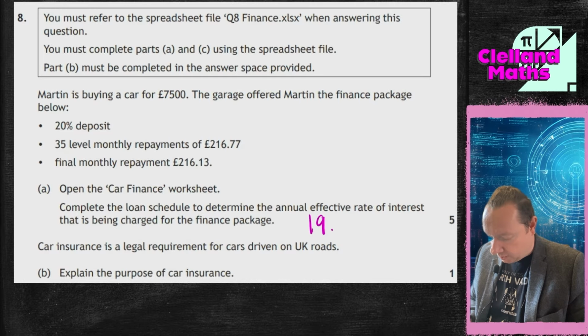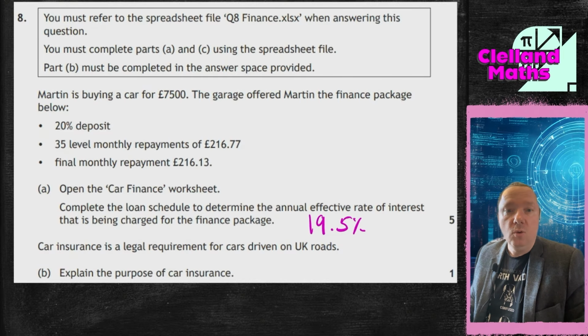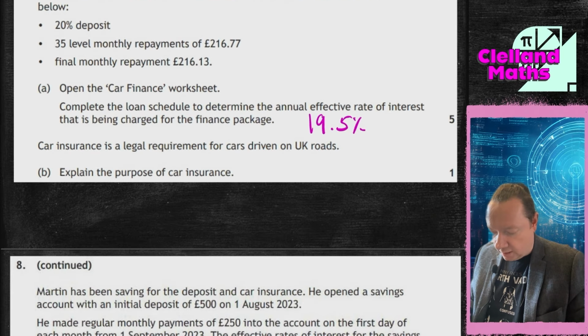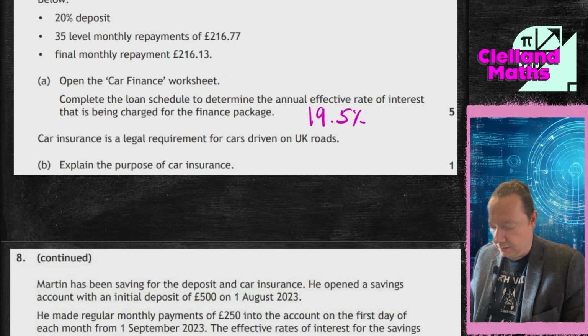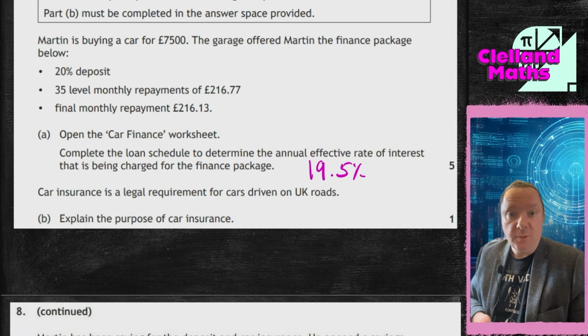I'm going to type that in there, but obviously we're going to print this out in a minute, so we'll just print it out. Car insurance is a legal requirement for cars driven on UK roads. Explain the purpose of car insurance for 1 mark briefly. Essentially what car insurance does, it gives you protection financially to road users.